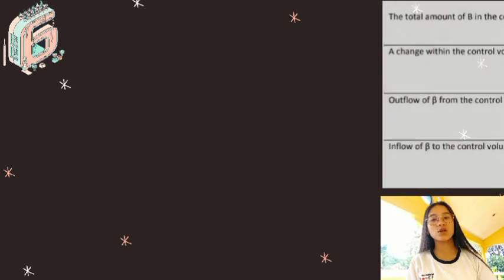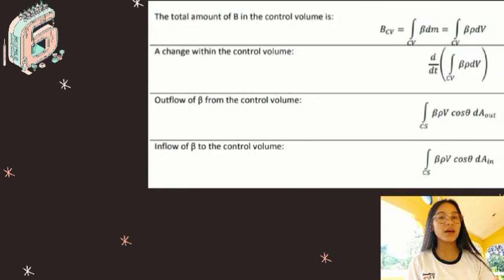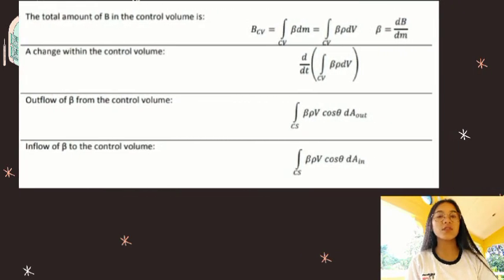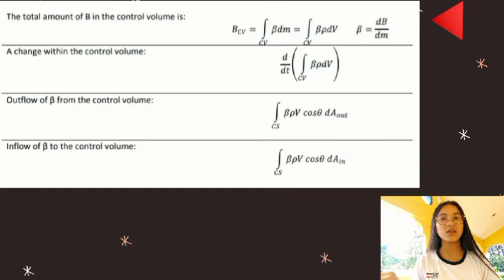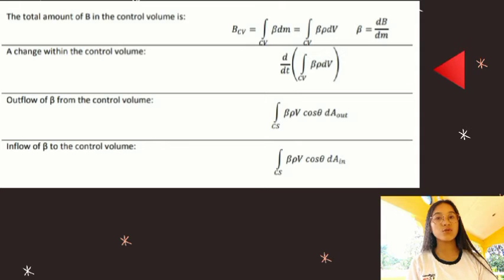These are the integral equations we will be using to arrive at our desired equation for the Reynolds transport theorem. First is the total amount of B in the control volume, which refers to this equation. Next are the change within the control volume, the outflow of beta from the control volume, and the inflow of beta to the control volume. By the way, CV and CS refer to control volume and control surface respectively.